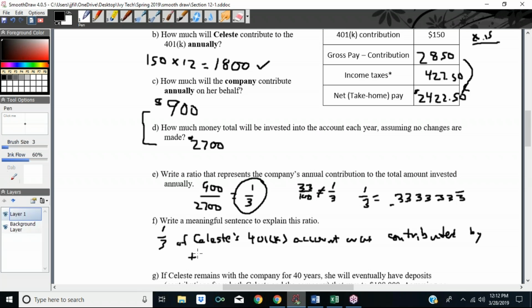Now, if you wanted to write this as a percent, because we can, and we can do that because it's a part to whole ratio, right? Instead of using the 1/3, if you wanted to write it as a percent, you could say 33 1/3% of Celeste's 401k account was contributed by the company. So if you're going to do it as a percent, it's got to be 33 1/3% or 33.33%.